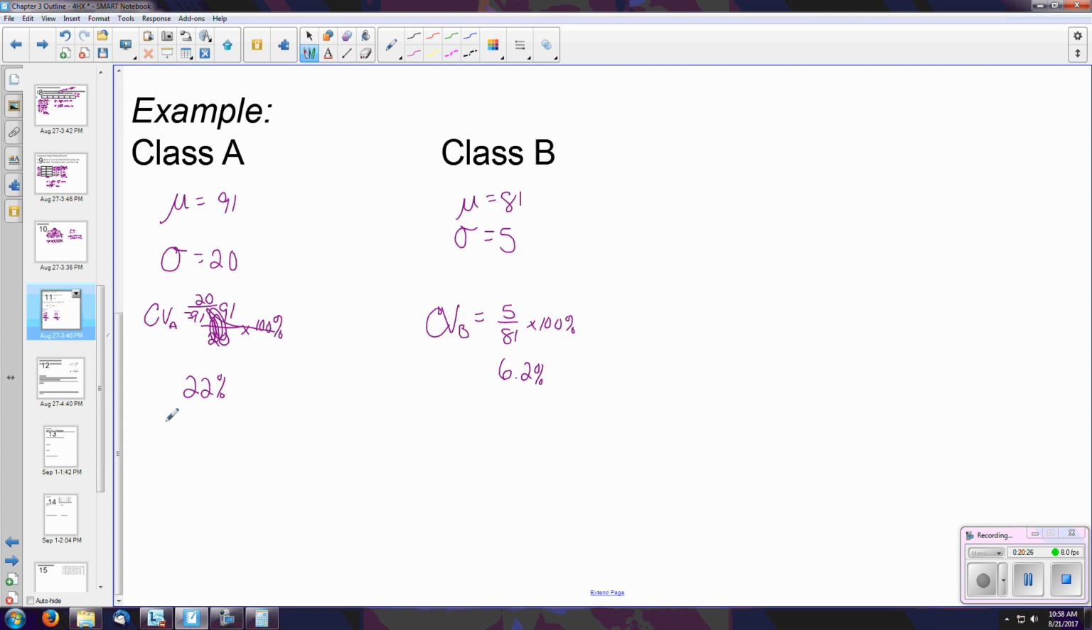So here's the interpretation part. What does coefficient of variation mean? The lower the percentage, the higher the consistency is in your data. So we actually want a lower percent. The lower the percent means high consistency. Now, on the other hand, if you have a high percent, that means you have low consistency.